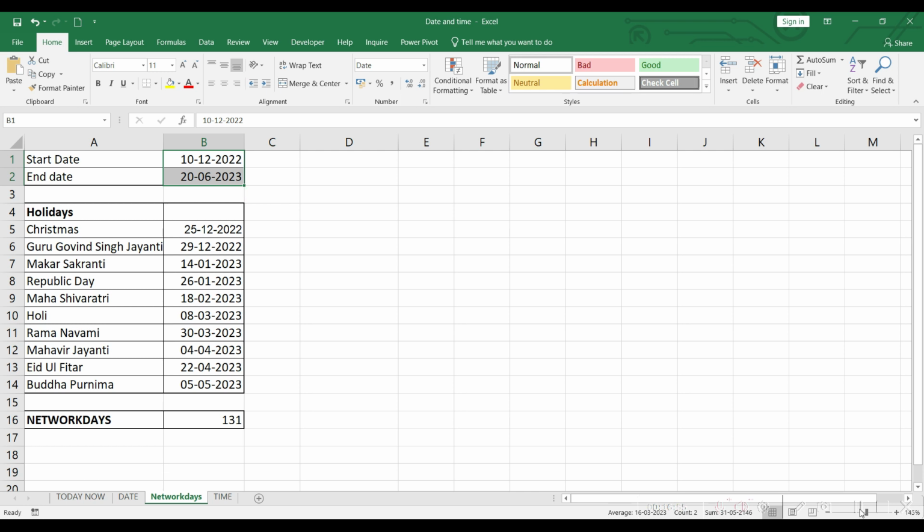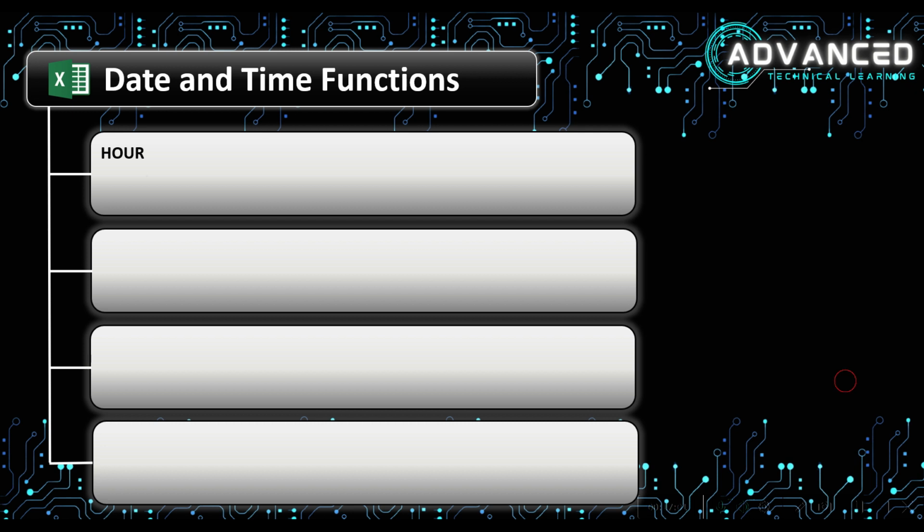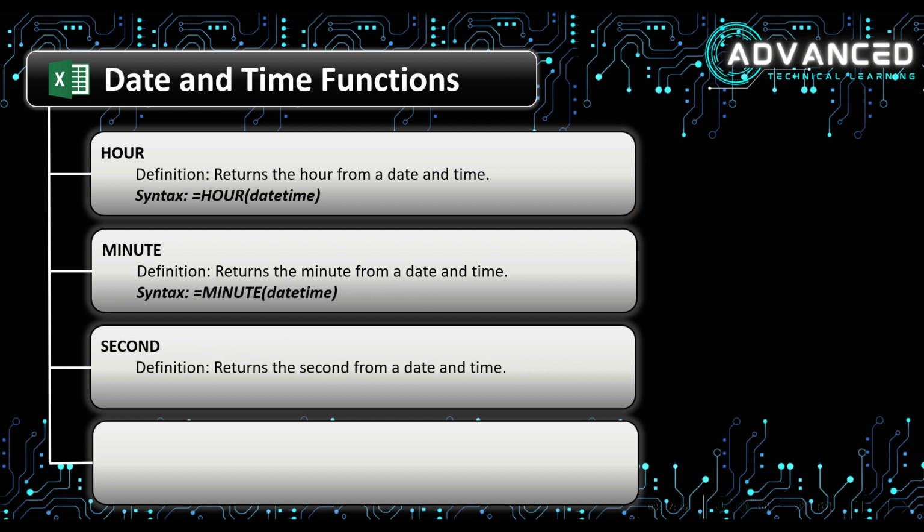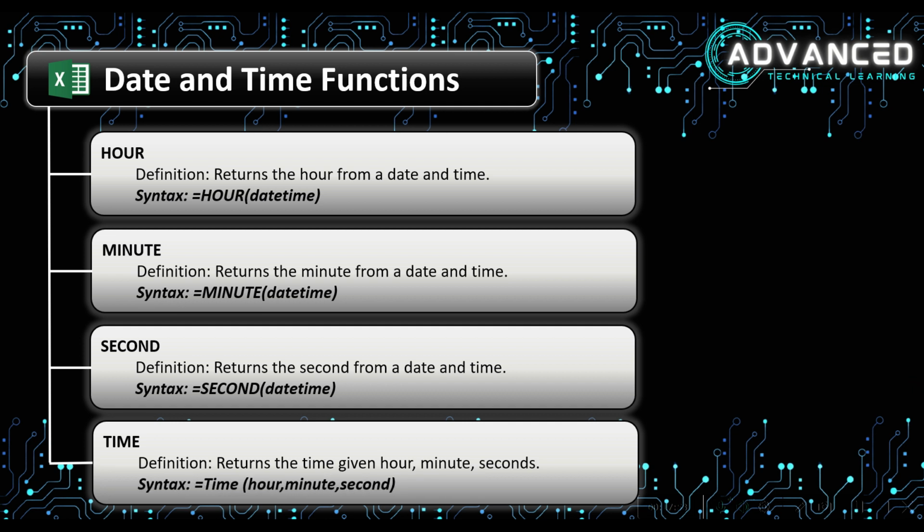So let's see time functions. HOUR returns the hour from the date and time. Here is the syntax for HOUR. MINUTE returns the minute from the date and time. Here is the syntax for MINUTE. SECOND returns the second from the date and time. Here is the syntax for the SECOND function. TIME returns the time from the given hour, minute and seconds. Here is the syntax for the TIME function. So let's apply these time functions in the Excel workbook.